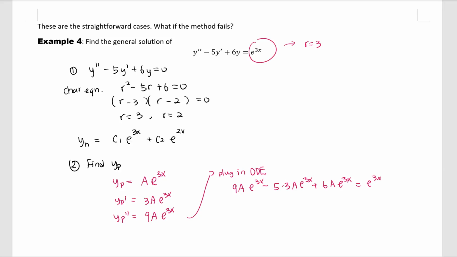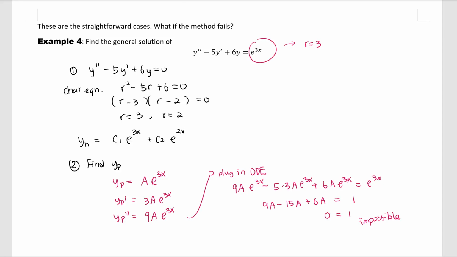Okay, now let's see what happened. Compare the coefficients. We have 9a minus 15a plus 6a equals 1. Oh, what happened? 9a plus 6a is 15a, so we get 0 equals 1. Oh, that's impossible. So our method fails.